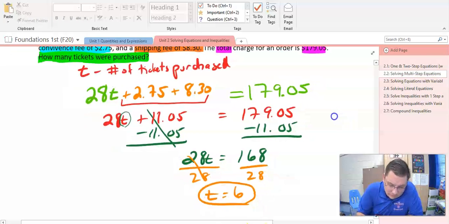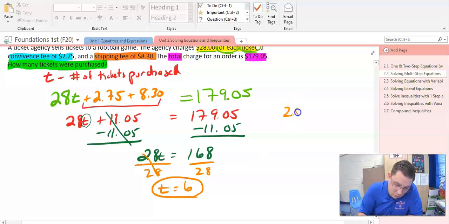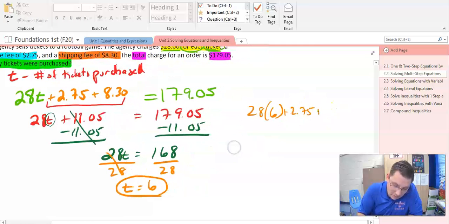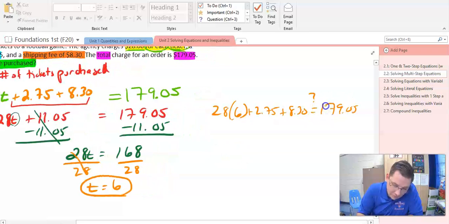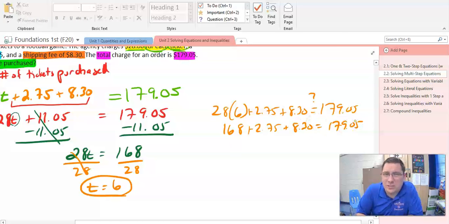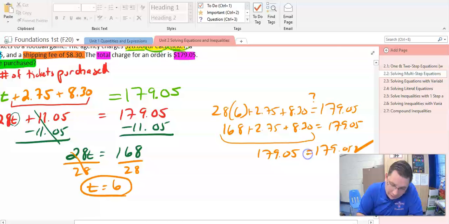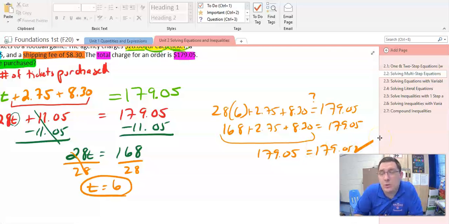And so we could check this answer, we could plug this back in and do the 28 times the 6 plus the 2.75 plus the 8.30. Is that equal to the 179.05? And so we've got the 168 plus 2.75 plus 8.30. Again, is that equal to the 179.05? And then finally, adding all these together, we see 179.05 is equal to 179.05, which means it checks out, which means we do have the correct solution here.